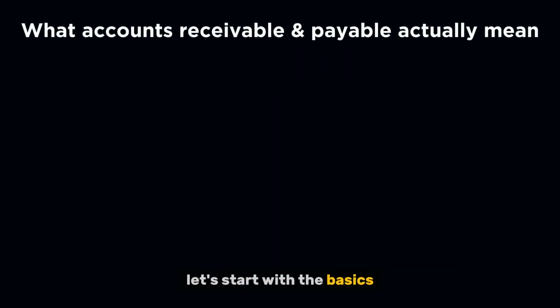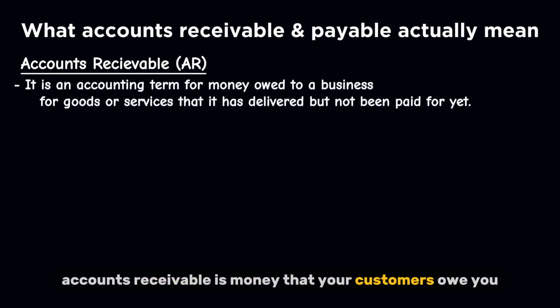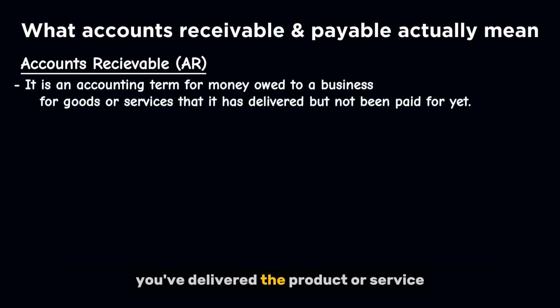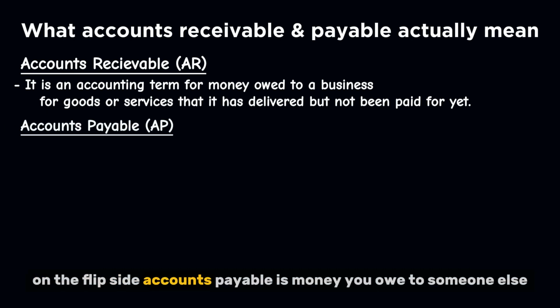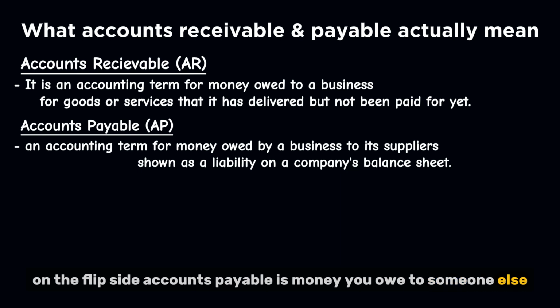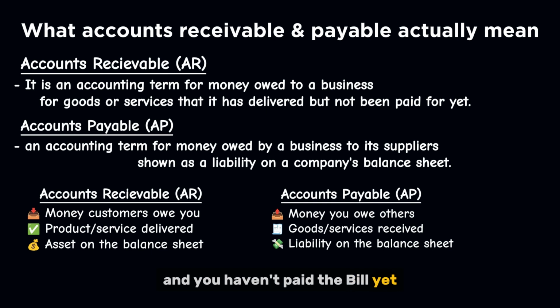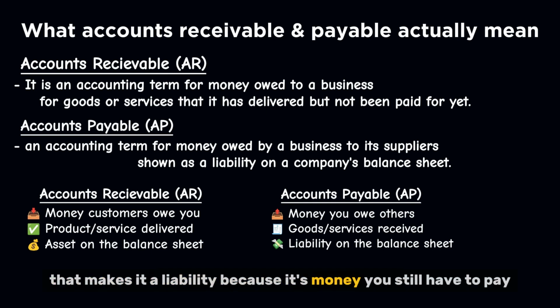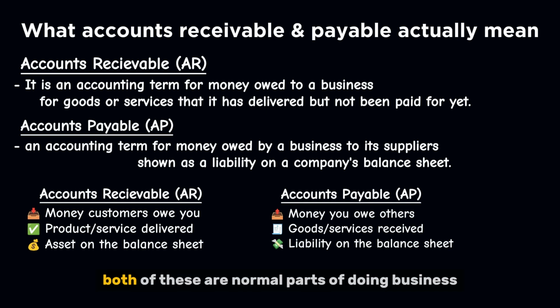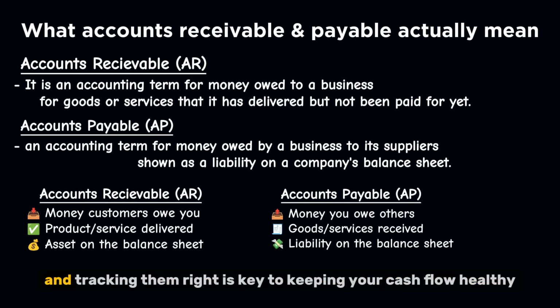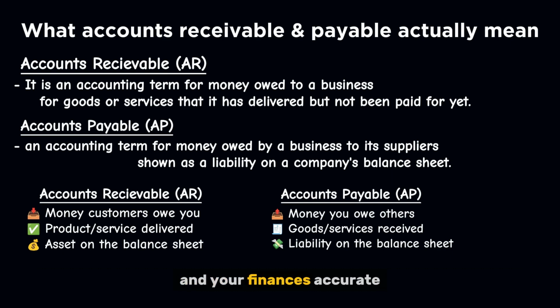Let's start with the basics. Accounts receivable is money that your customers owe you. You've delivered the product or service, but you haven't been paid yet. It's basically a promise that you'll get paid soon, and that makes it an asset on your balance sheet. On the flip side, accounts payable is money you owe to someone else. Maybe you bought inventory or hired a contractor, and you haven't paid the bill yet. That makes it a liability because it's money you still have to pay. Both of these are normal parts of doing business, and tracking them right is key to keeping your cash flow healthy and your financials accurate.